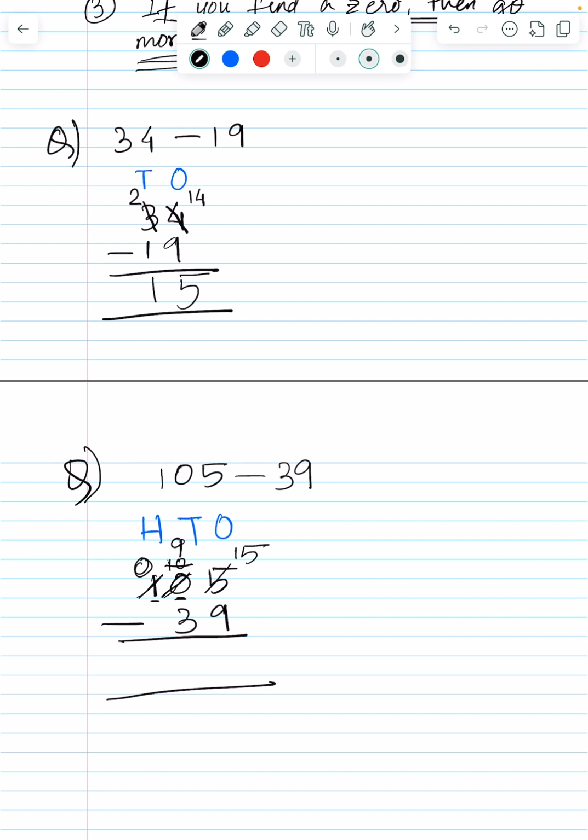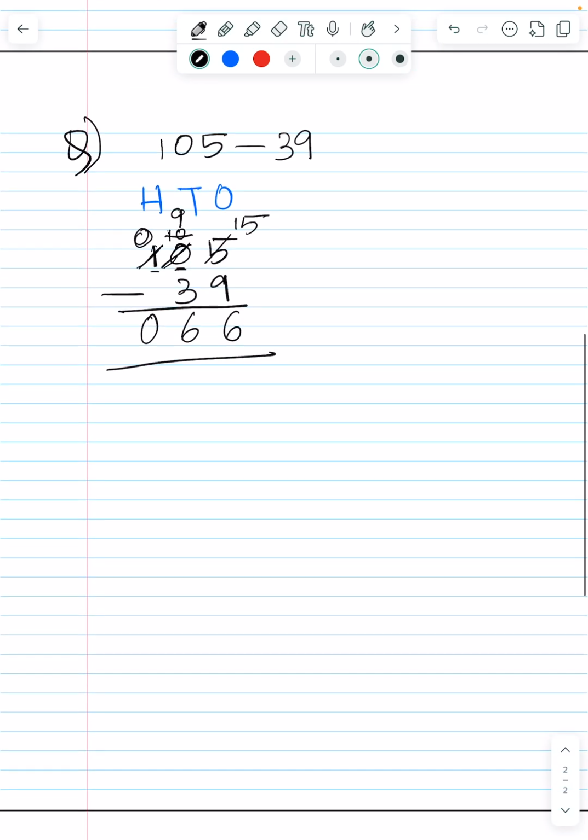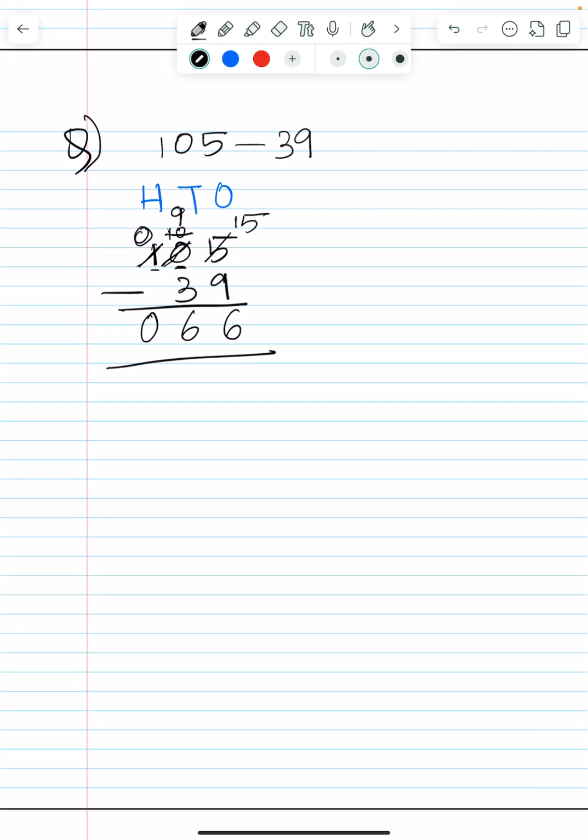Now we can do 15 minus 9 is equal to 6. 9 minus 3 is equal to 6. And 0 minus 0 is equal to 0. So 105 minus 39 is equal to 66. Good job. Now the third sum.